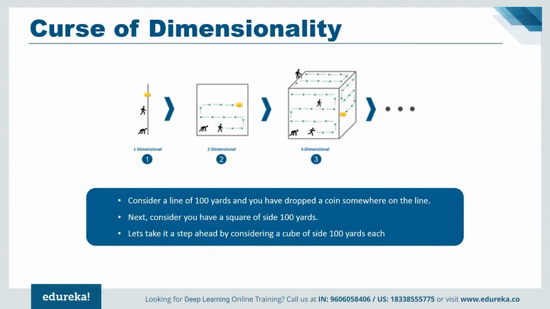Let's take it a step ahead by considering a cube of side 100 yards. Now you have dropped a coin somewhere in between. It's even more difficult to find the coin this time. The cube is a three-dimensional entity. Hence, you can observe that the complexity is increasing as the dimensions are increasing. And in real life, the high-dimensional data that we are talking about has thousands of dimensions, which makes it very complex to handle. High-dimensional data can easily be found in use cases like image processing, natural language processing, and image translations. Machine learning was not capable of solving these use cases.